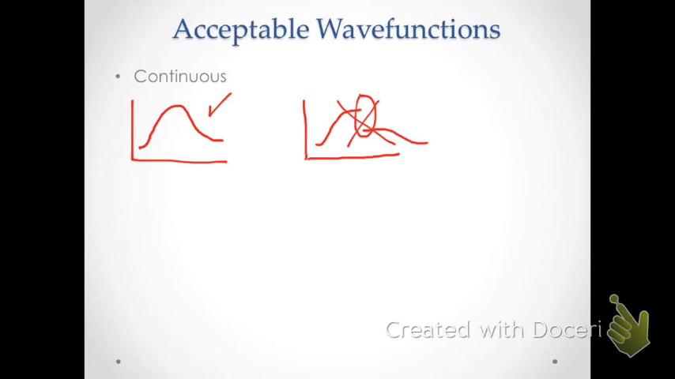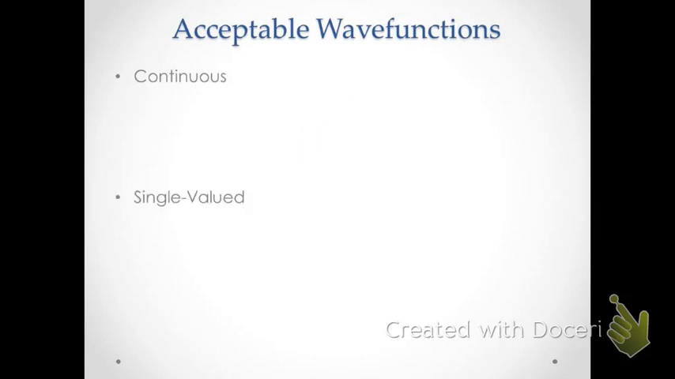So if we look at a particular solution wave function for the Schrödinger equation, and we get something that has this discontinuity, we know that that's not an acceptable solution. The other thing is that our wave function must be what we call single valued. All right, so here's again a graph that's very similar to the one we had above.